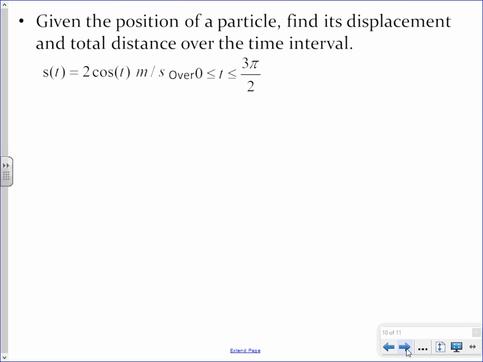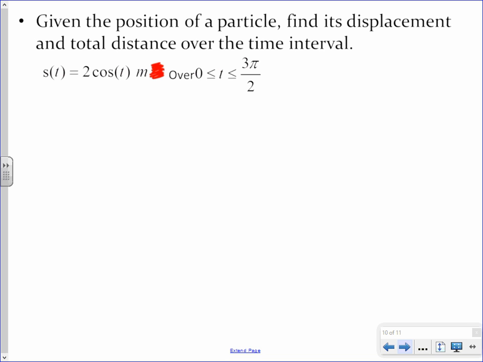All right, one more example. Please write down s of t is 2 cosine of t meters. That should be meters. I want the position of the particle, given the position, find its displacement and total distance over the time.